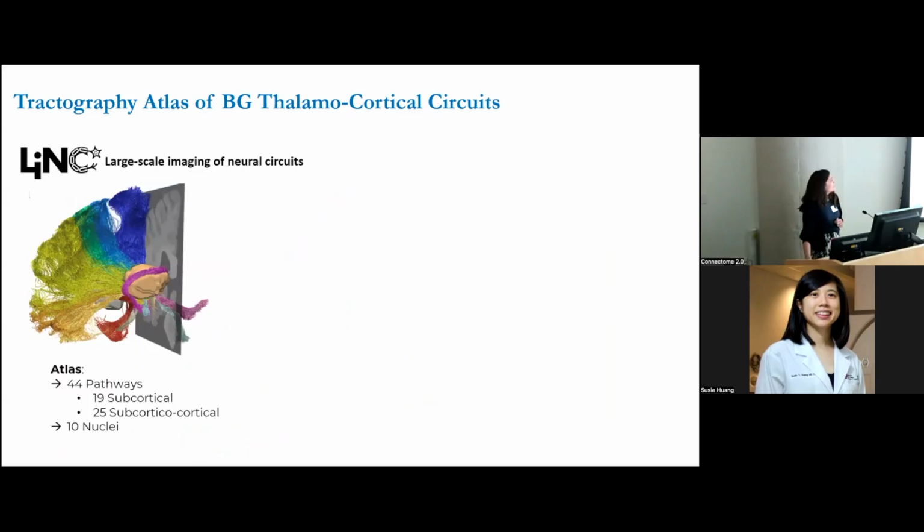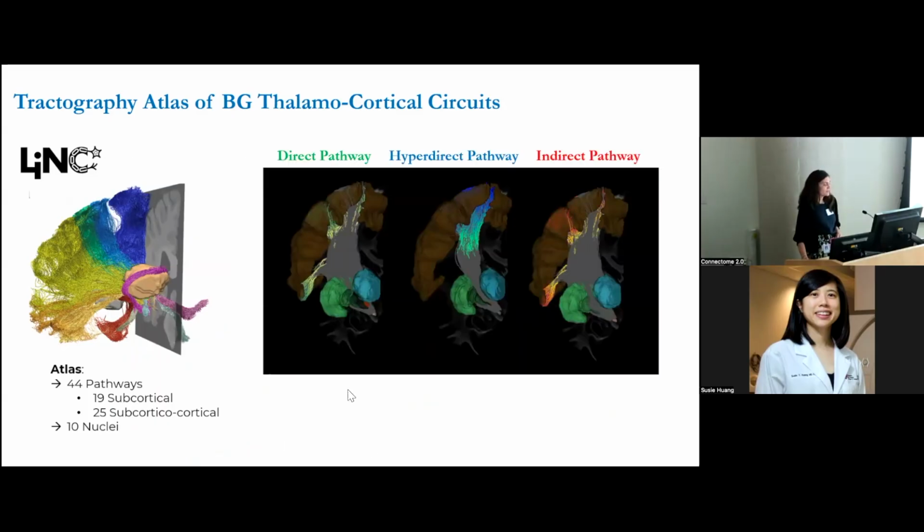So using the very high-res data that we acquire in the Connectome, we could reconstruct all these components for a total of 44 pathways, 19 of which subcortical and 25 subcortical-cortical, so that we could generate the first tractography-based comprehensive atlas of the basal ganglia circuitry. This animation here shows the classical flow of information from the cortex through the basal ganglia and then back to the cortex, overlaid on our tractography reconstructions.